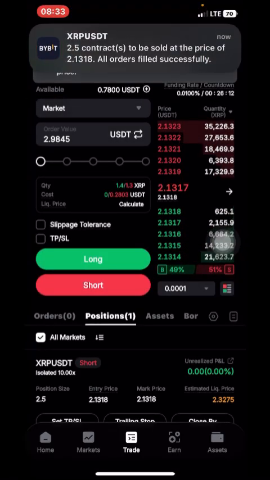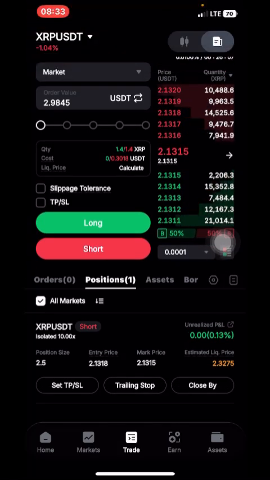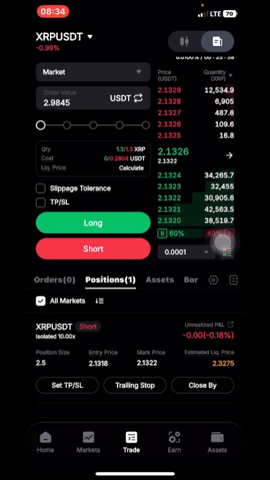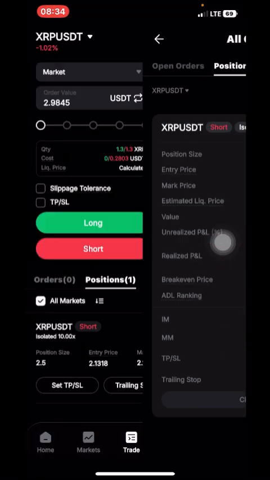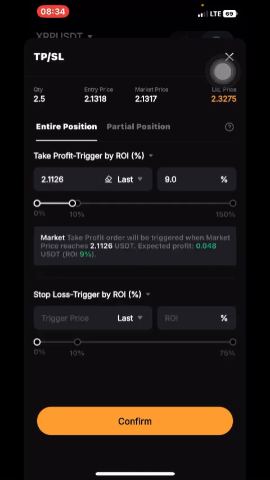Okay, I executed the trade. Now if I want to add my stop loss or my take profit, you come to where you have TP slash SL. What does TP mean? Take profit. What does SL mean? Stop loss. So we come to where you have TP and SL. You click on it, and you can drag or trigger the price that you want to take your profits from.